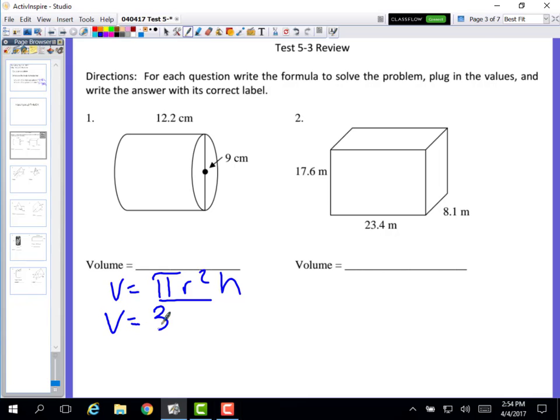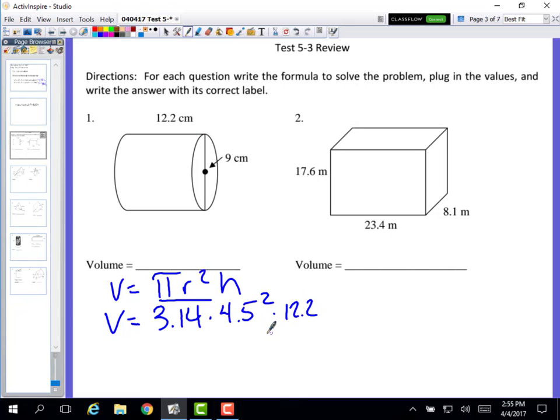Volume is equal to 3.14 times. Well, in this particular problem, I gave you a diameter, but we need a radius. So that means we need to cut this 9 in half. And half of 9 is 4.5. So 4.5 squared, which means 4.5 times 4.5 times the distance between the two bases, or the two circles in this case, which is 12.2.